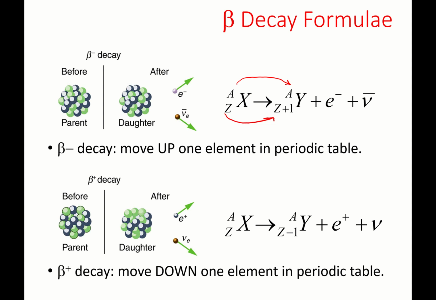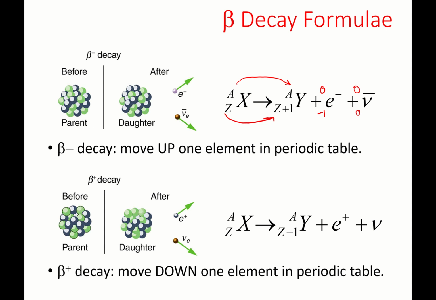So sometimes you see this written with the electron having a -1 for the charge and a 0 for the nucleons, because it has a -1 charge and it has 0 nucleons in it, and a neutrino has 0 of either. And so if we add up the numbers in the subscripts on each side, you can see that we get Z on the bottom and A on the top. So Z is conserved and A is conserved. In beta minus decay, you move up 1 element in the periodic table.